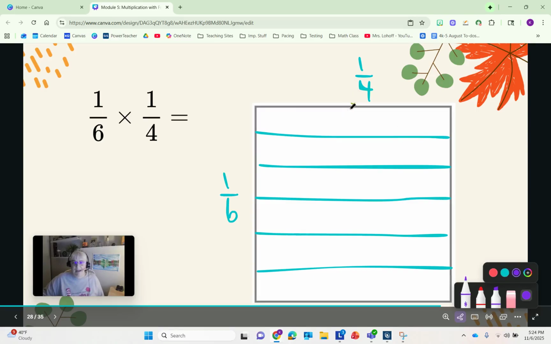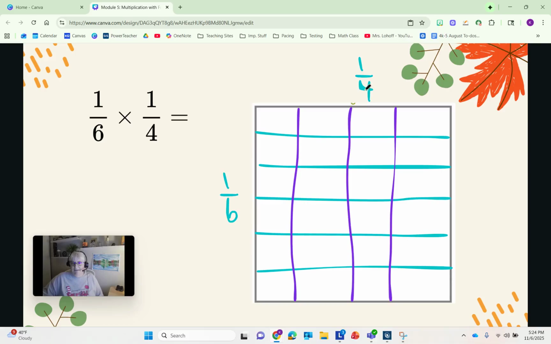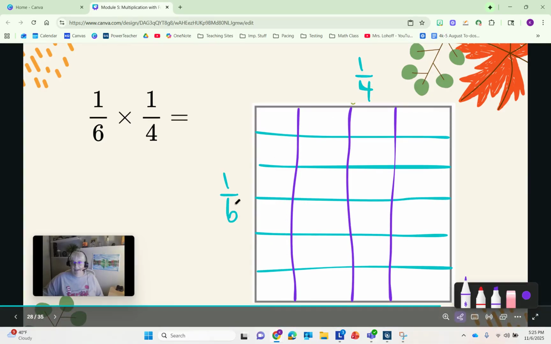So now I'm going to go and make columns, and I'm going to go top down, and then each one got cut in half. And that will give us 4. So if I count across the top, I have 4. That matches my denominator for this. And if I go this way, I have 6. And that matches my denominator for the other number.